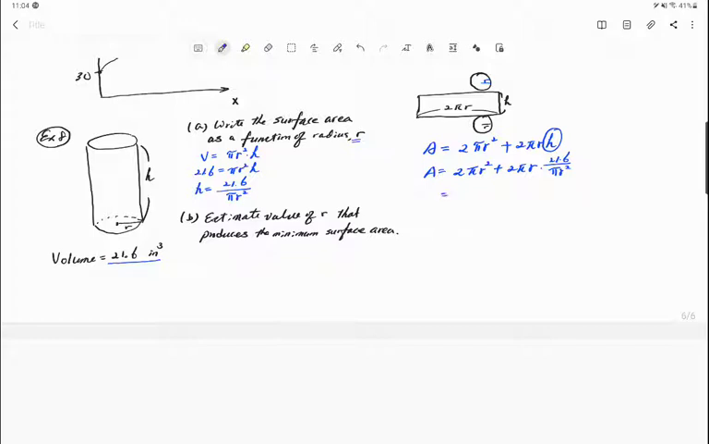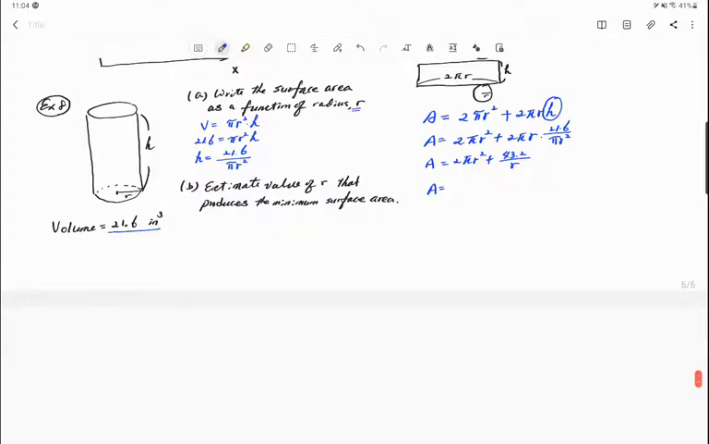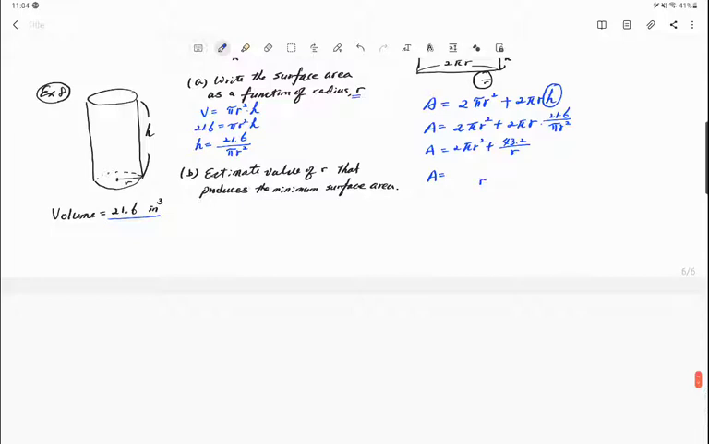If we rewrite it, then the area will be 2 pi r squared plus, pi cancels out and 1 r cancels out, so the numerator will be 43.2 over r, right? So rewrite it. Put the same denominator, r, and then multiply the first term by r, right? So 2 pi r cubed plus 43.2, over r. So this is the equation of surface area.